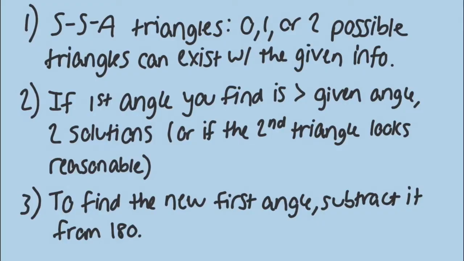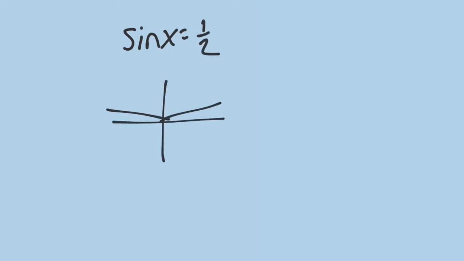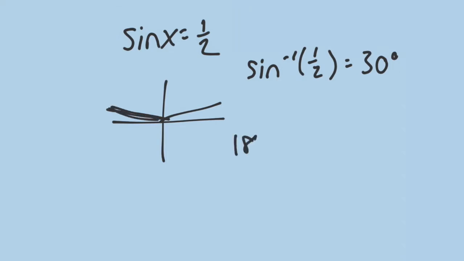And finally, to find the new angle that you found first, subtract it from 180. The reason we want to subtract the angle from 180 is because if you think of the unit circle, if we're trying to find any angle between 0 and 360 where y is 1/2, it would be 30 degrees and 150 degrees. But if you do it in the calculator, if you do inverse sine of 1/2, it'll only give you 30 degrees. So we have to find the 150 degrees on our own. And that can be by doing 180 minus what the calculator gave us, which was 30 degrees.